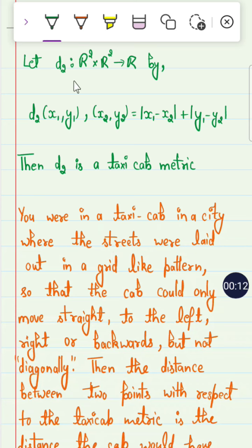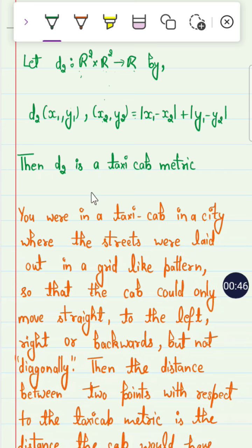D2 is a map from R2 cross R2 to R, defined by D2 of (x1, y1), which is in R2, and (x2, y2), which is in R2. This metric is defined from R2 cross R2 to the real line. It gives you the absolute value of x1 minus x2 plus the absolute value of y1 minus y2. So the sum of two absolute values gives the taxicab metric. This metric is so important.